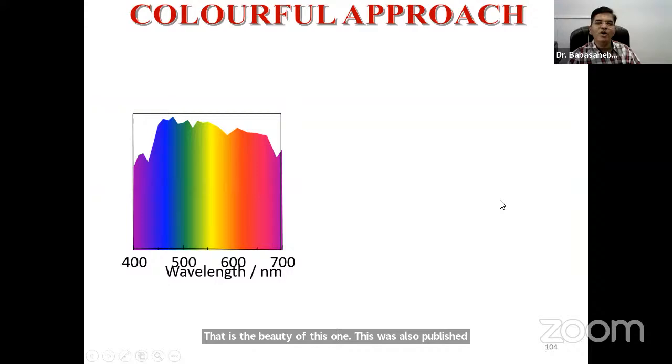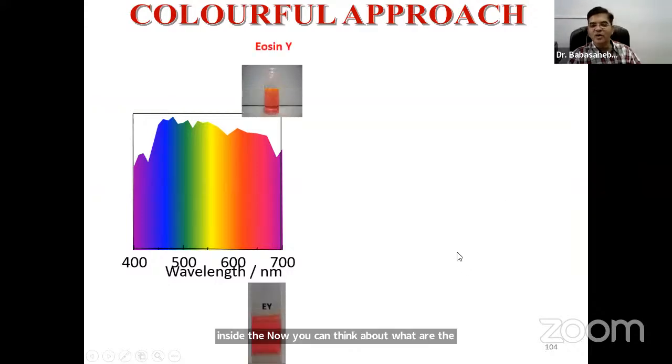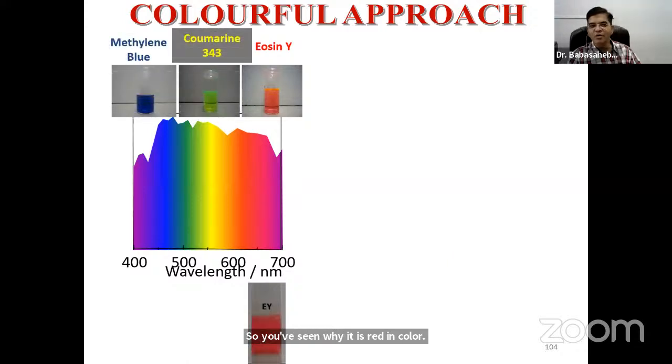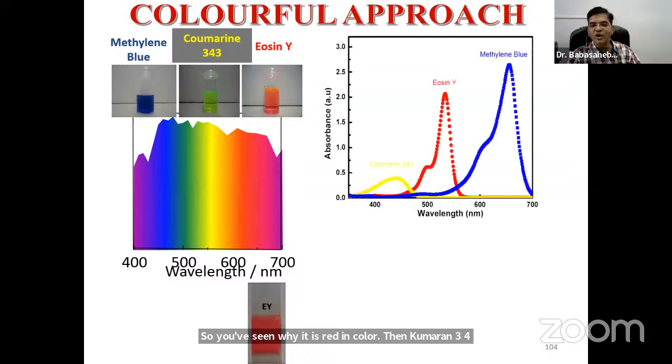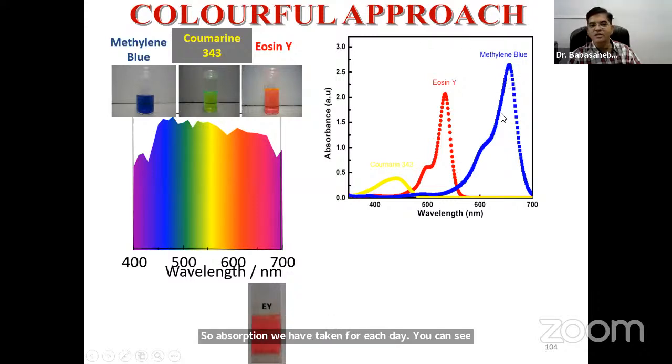Now you can think about the colorful approach that we have established in the laboratory. Eosin Y is red in color. Then coumarin 343 is yellow in color. Methylene blue is blue in color. We have adsorbed these on the zinc oxide, and taken the absorption for each dye. You can see that the methylene blue dye gives very high absorption. But this methylene blue dye does not have a carboxylic group, but it has a chromophore group.